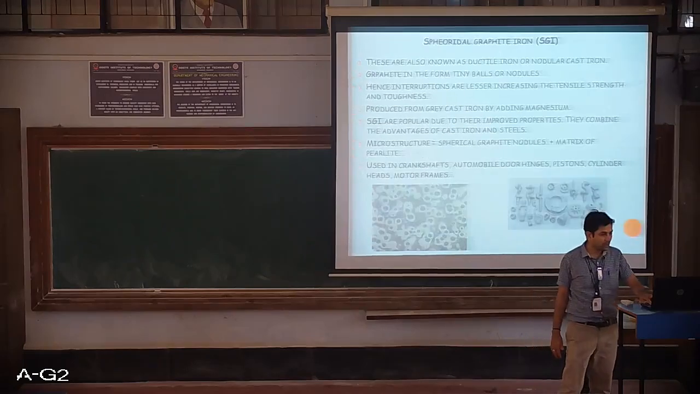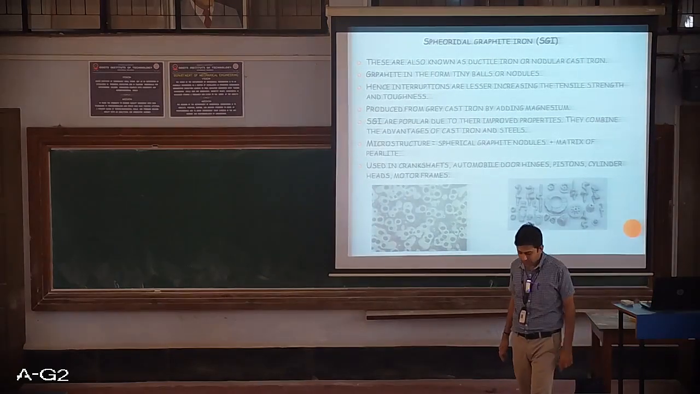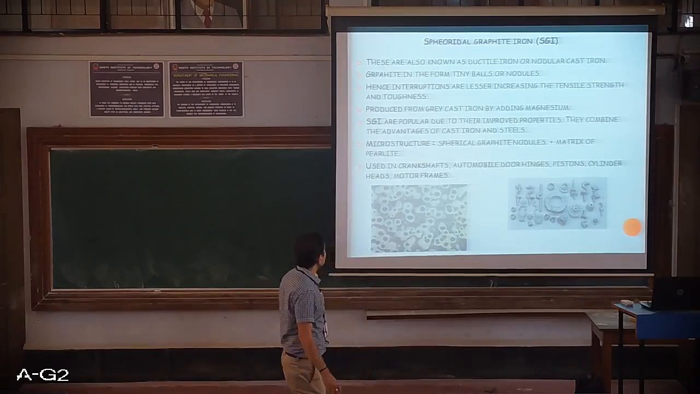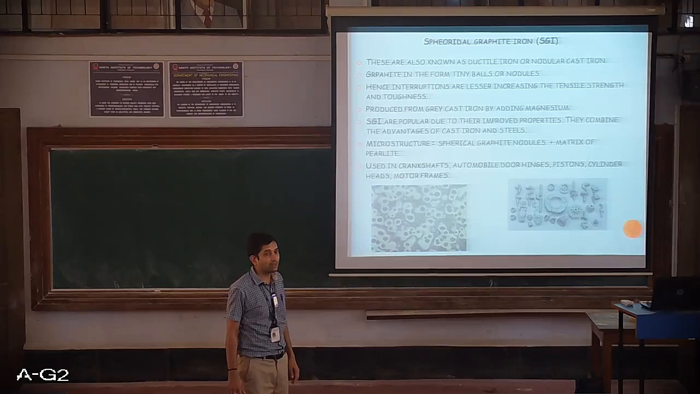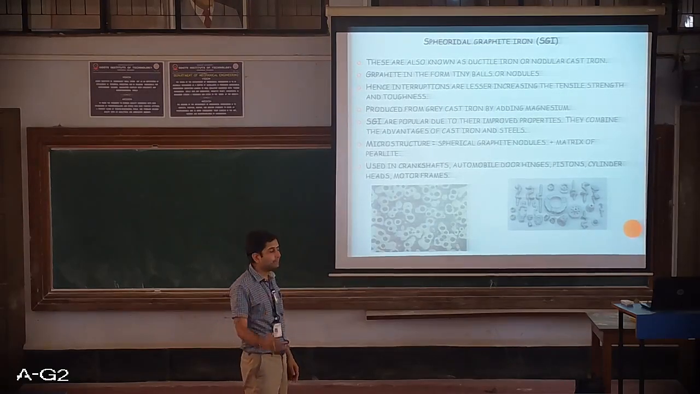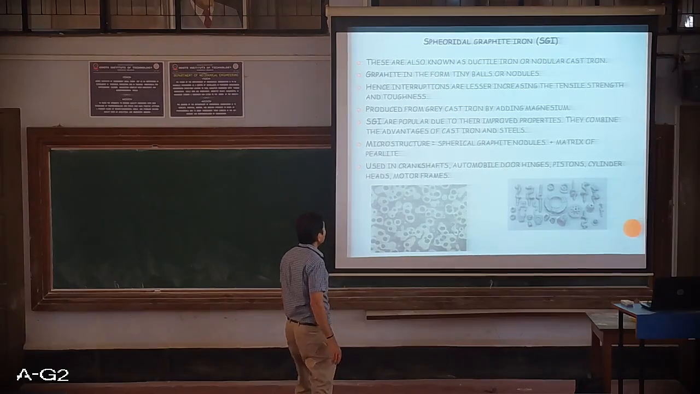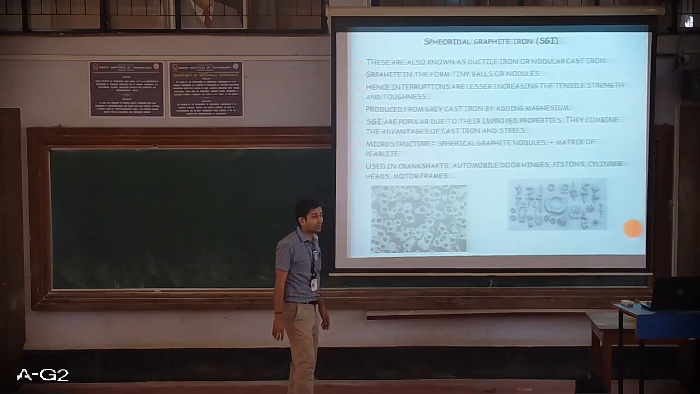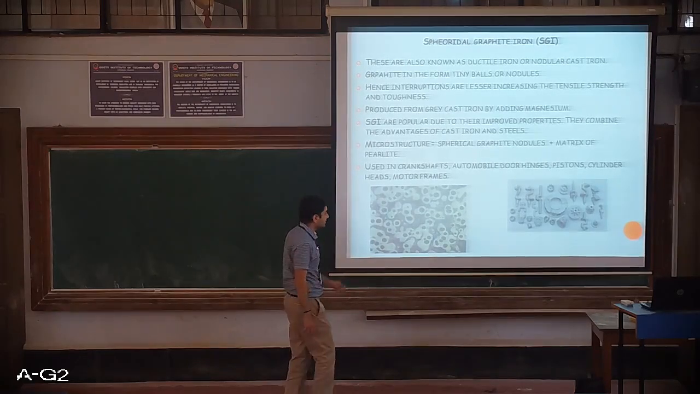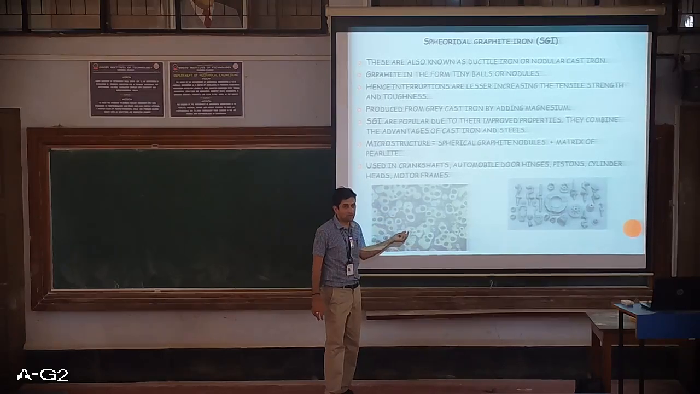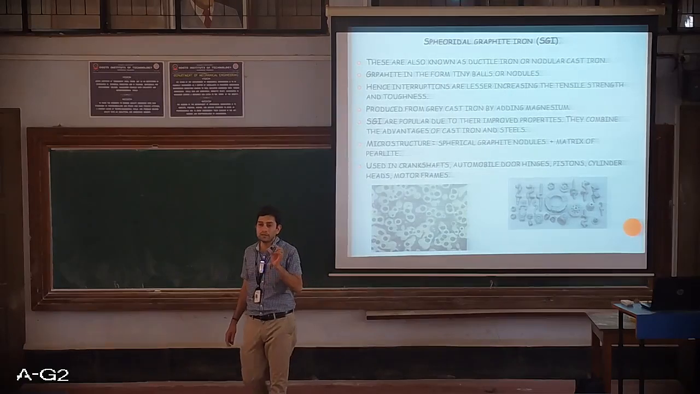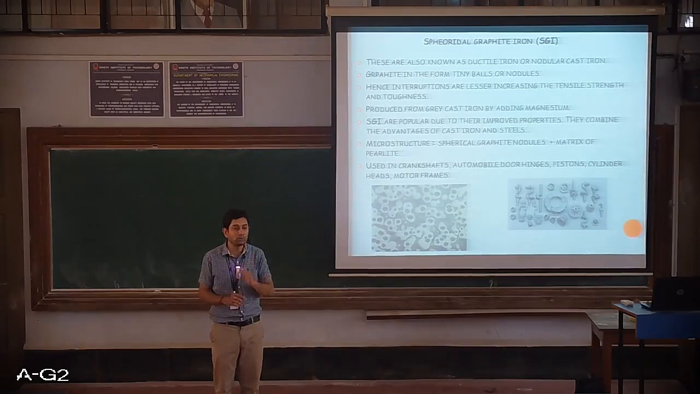Then the next type of cast iron is the spherical graphite iron or SGI iron. SGI iron is also known as ductile iron or nodular cast iron. This we have discussed in the lab, that's why I'm just moving ahead quickly. They show the carbon in the form of graphite, and that graphite is in the form of tiny black balls, or nodules. That's why it is called spherical graphite iron, wherein the carbon is present in the form of spheres, nodules, right?